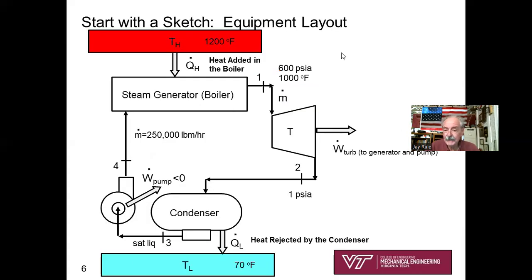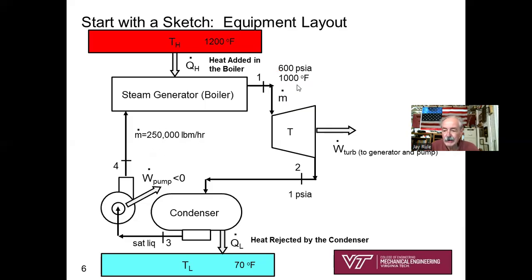Well, let's start with a sketch with the equipment layout. So here's my TH, 1200 degrees F, my TL, 70 degrees F, and in between the black box, and we're putting some numbers on top of that. Let's see, we've got M dot, 250,000 pounds per hour, given.